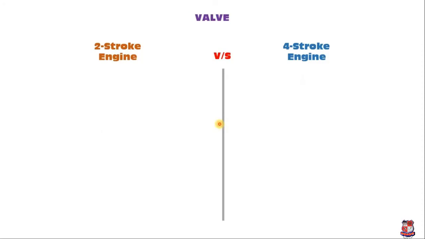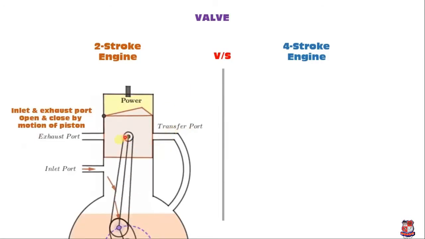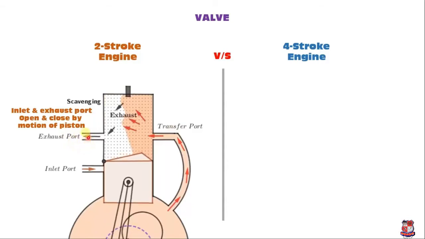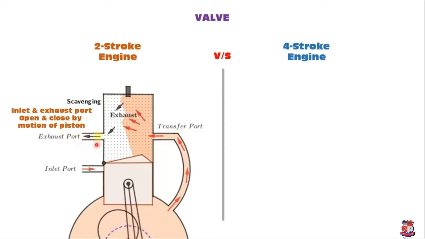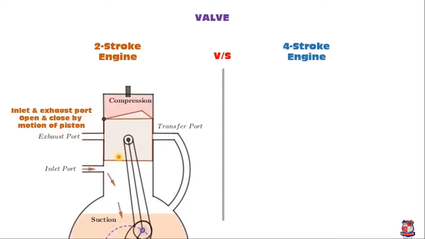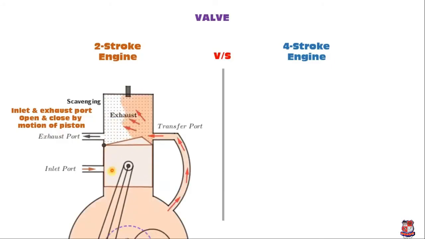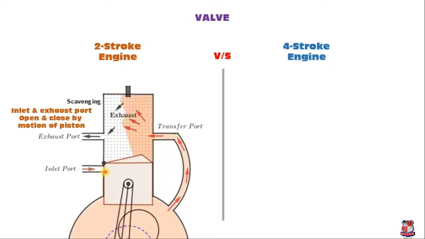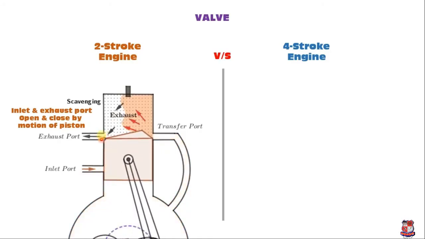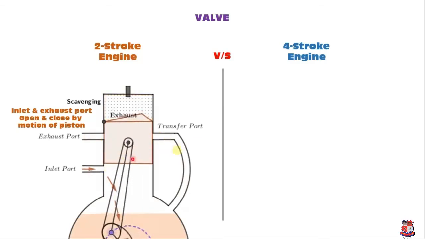Next is valves. So in case of 2-stroke engine, instead of valves, ports are used. I will explain what a port is in the working of a 2-stroke engine. Inlet and exhaust ports open and close by the motion of the piston. These ports are opened and closed based on the relative position of the piston. In this position, this inlet port is blocked, so it is closed. In this position, the exhaust and transfer ports are blocked, so they will be closed.